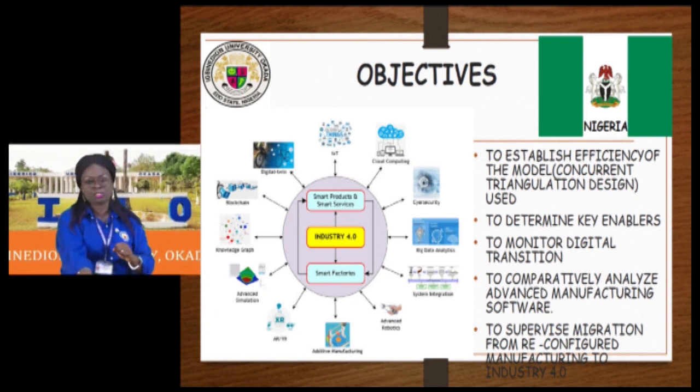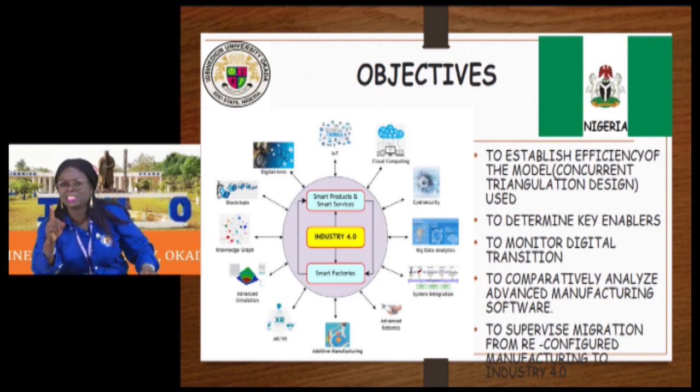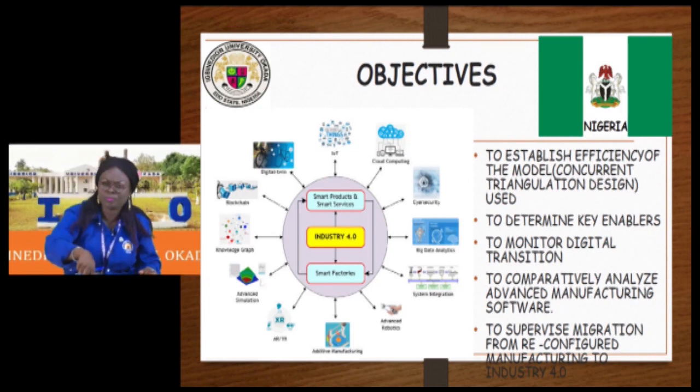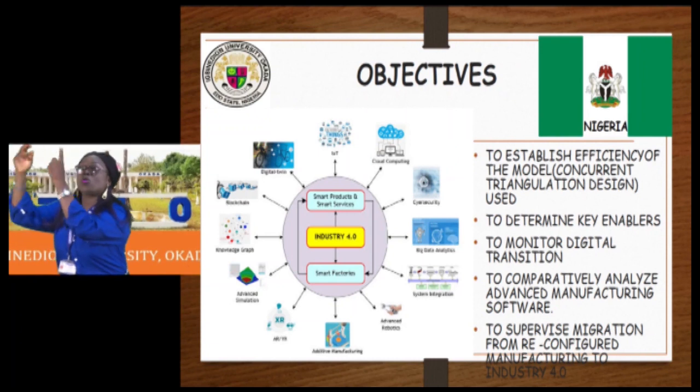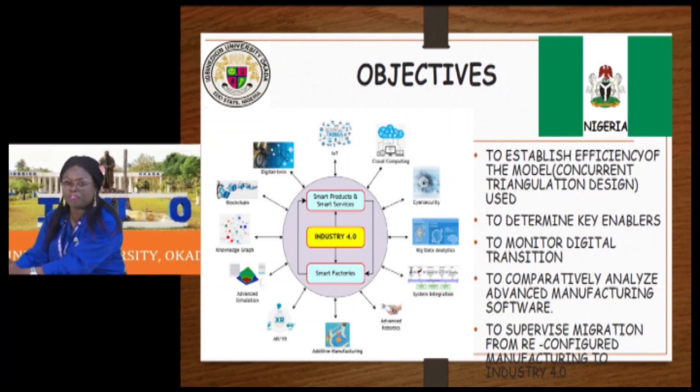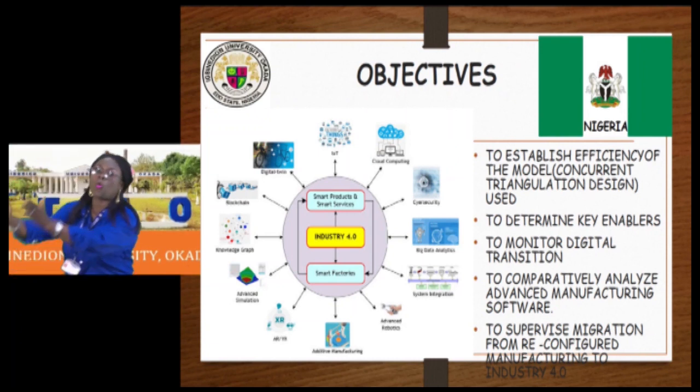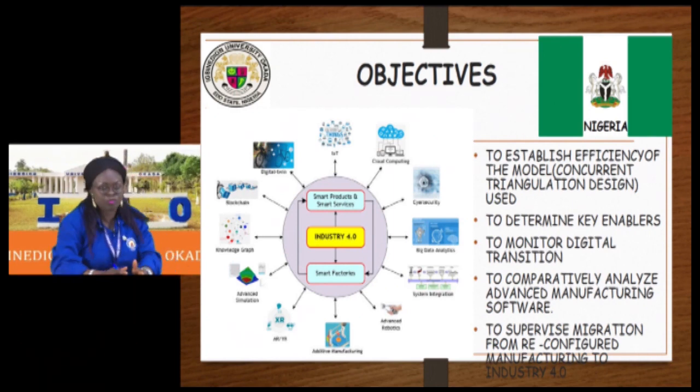as our case study. And then to comparatively analyze and select from these advanced manufacturing software we have chosen and the key enablers to be used to implement and adopt Industry 4.0 for a connected factory, and then monitor digital transformation of these industries and to supervise the migration from the old traditional system of reconfigured manufacturing to the now, the Industry 4.0.